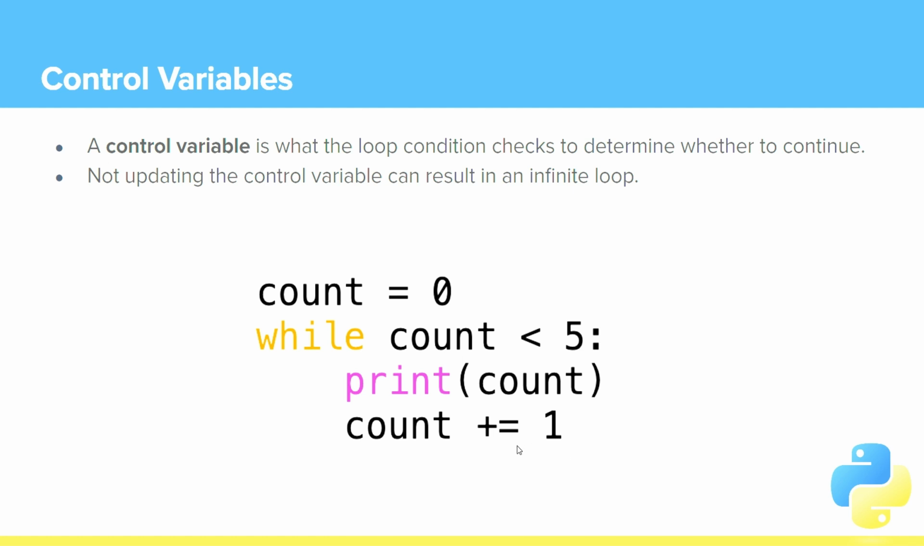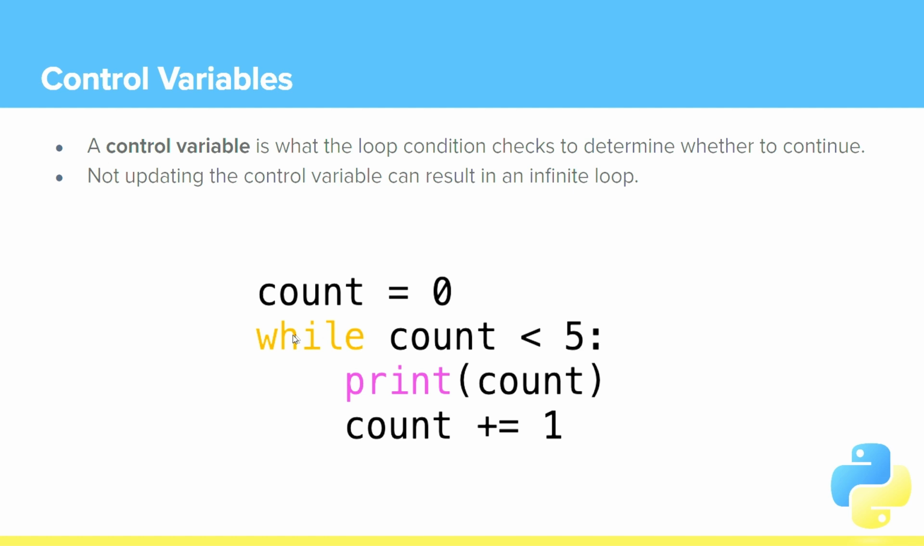Again, this plus equals, this increment operator as it's called, just says assign count to its own value plus 1. Whatever is to the left of this plus equals, assign its value to its own value plus whatever is to the right of the plus equals. So count += 1 means count equals count plus 1.